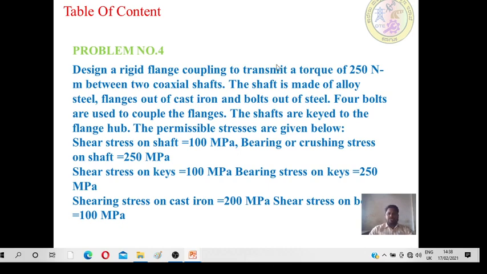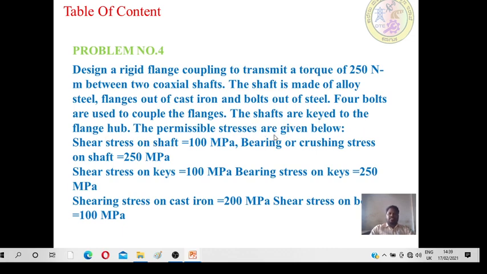So the problem is problem number 4, that is design a rigid flange coupling to transmit torque of 250 Newton meter between two coaxial shafts. That means torque is given here as 250 Newton meter. The shaft is made up of alloy steel, flanges out of cast iron and bolts out of steel. 4 bolts are used to couple the flange. That means i is given as 4. The shafts are keyed to the flange hub.